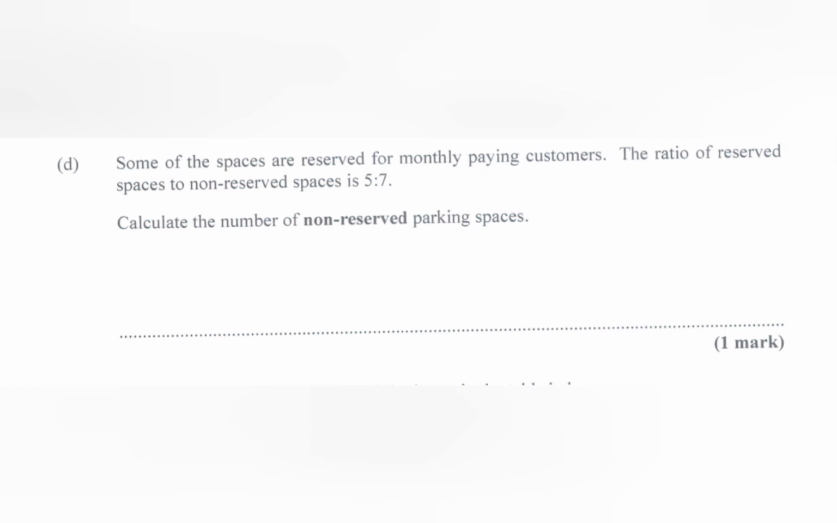In order to do our calculation, we need to find the total number of proportional parts. That would be adding 5 and 7. That would give us 12 parts.